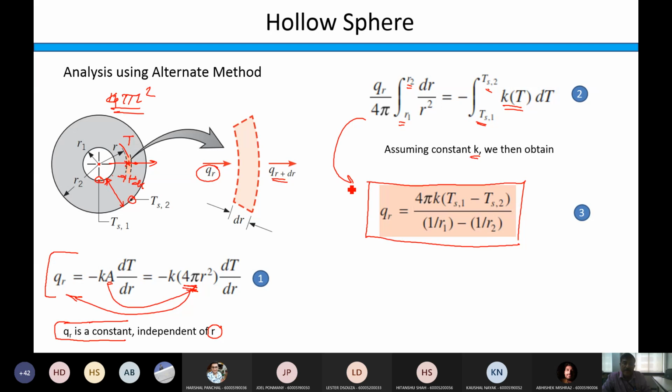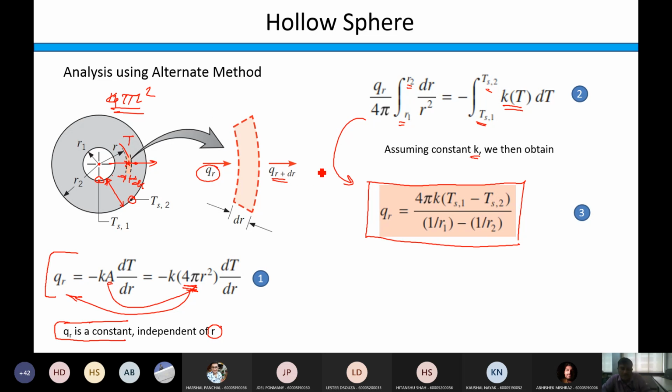After solving this, I am not writing the steps in between. You know the integral of 1 upon r square. You know how to put the limits of the integral. And finally, you should be in a position to derive this equation. qr is written as 4 pi k (Ts1 minus Ts2) divided by (1 upon r1 minus 1 upon r2).